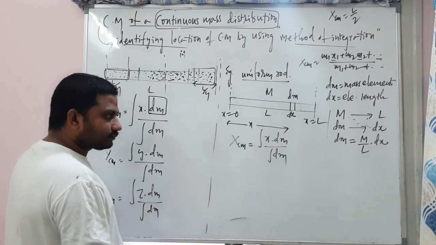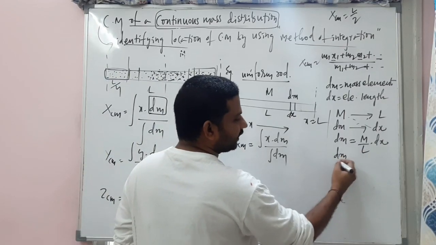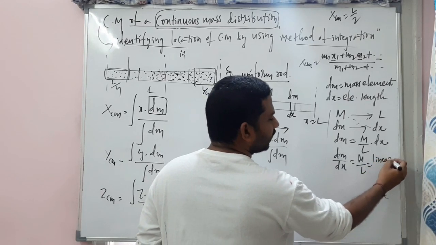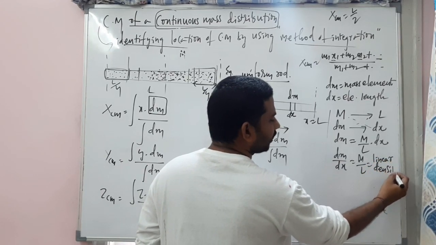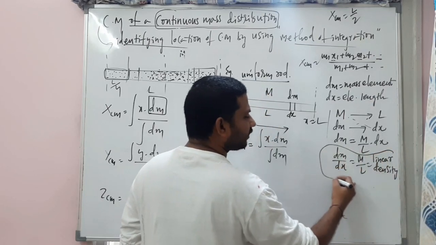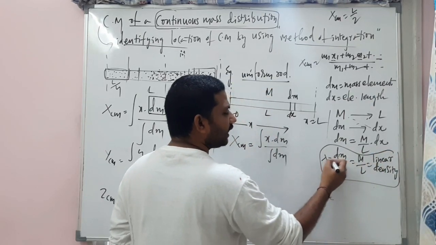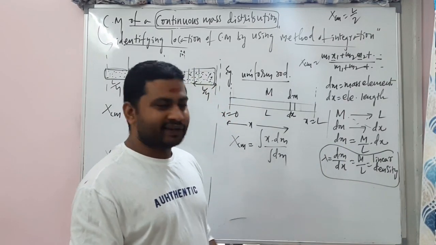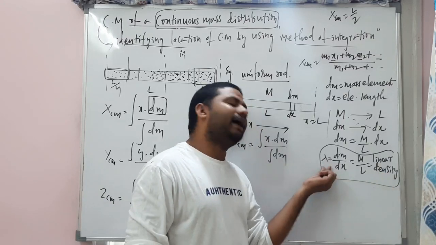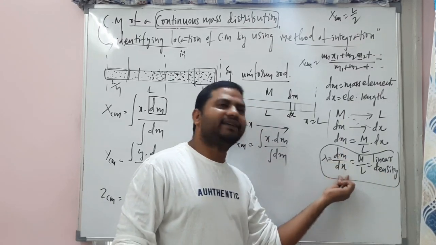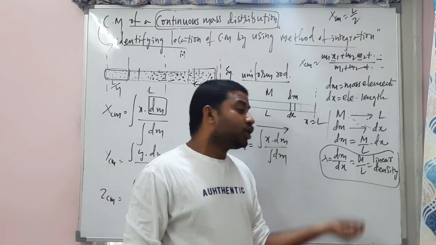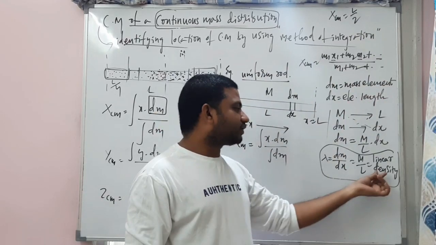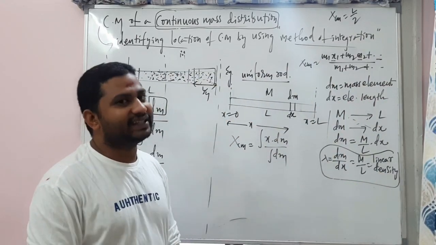Coming back to this, I can write dm by dx equals M by L, which is equal to the linear density of the rod, denoted with the symbol lambda, my dear students. When you go to a little higher level, it comes like this. So linear density of the rod is lambda, which is equal to dm by dx, or M by L. Small elemental mass by elemental length, or total mass by total length. That's called the linear density of the rod in this case.